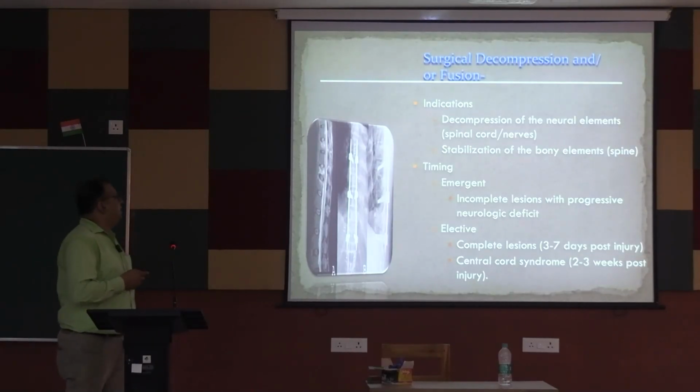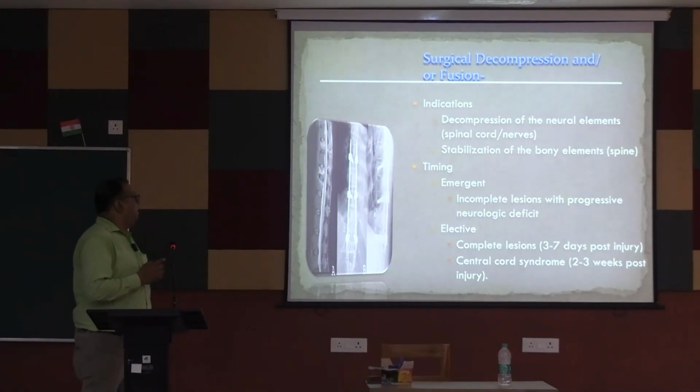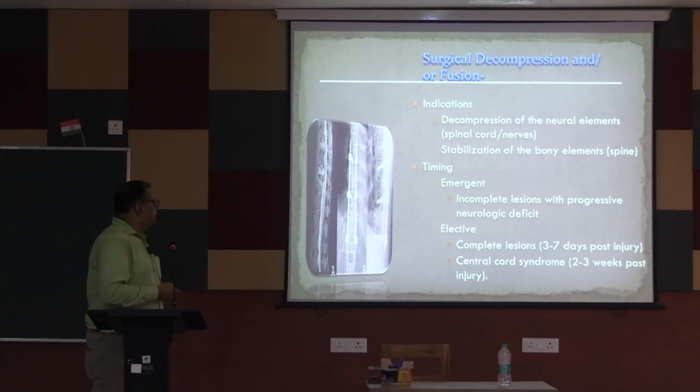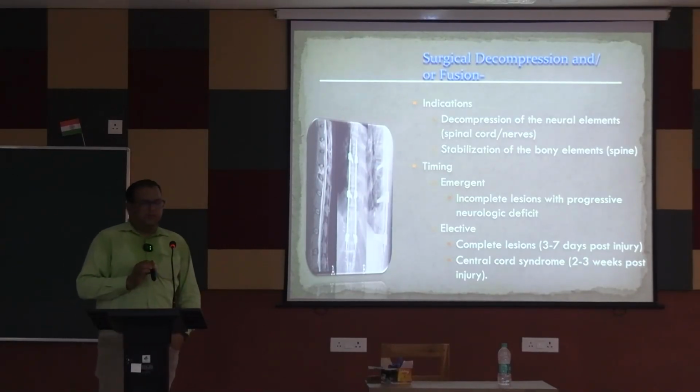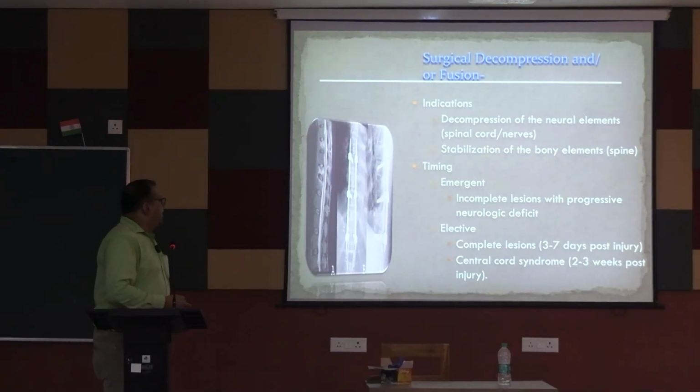Now, surgical decompression and fusion. Decompression may need to be done for the spinal cord as well as the nerves, and stabilization of the bony elements, okay. Emergency surgery is not usually done. We usually stabilize the patient and then go in for a surgery 1-2 days later.